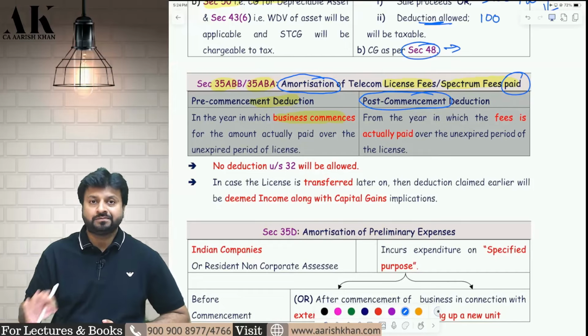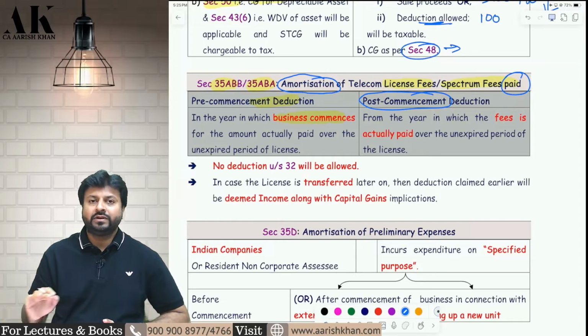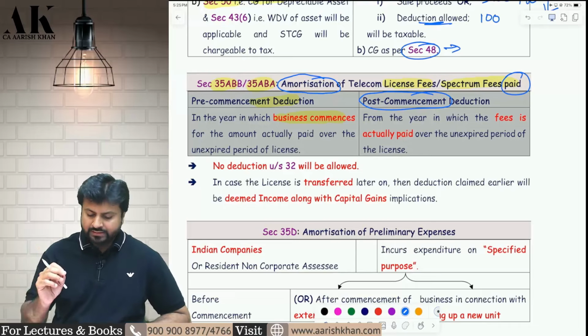Second year you paid how much? 300 crore more. So in the second year you will get obviously 50 crore of the first year plus 300 divided by now 9. Okay, and in the third year you will get 200 divided by 8, and from the fourth year the deduction will become consistent. Okay, so this is how you are going to get the deduction of amortization of telecom license fees paid or the spectrum fee paid. The treatment for both of them is the same, just the section is different.